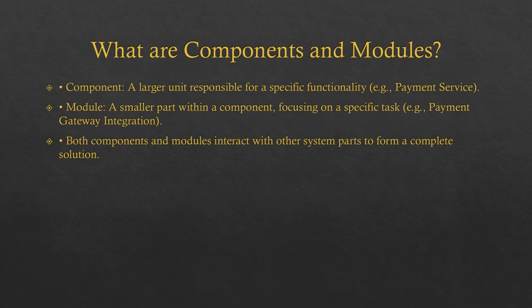Now, let's define what components and modules are in HLD. A component is a larger unit within the system responsible for specific functionality like payment processing or user management. A module is a smaller part of a component designed to handle a specific task within the larger functionality. These elements communicate with each other to form a cohesive solution.